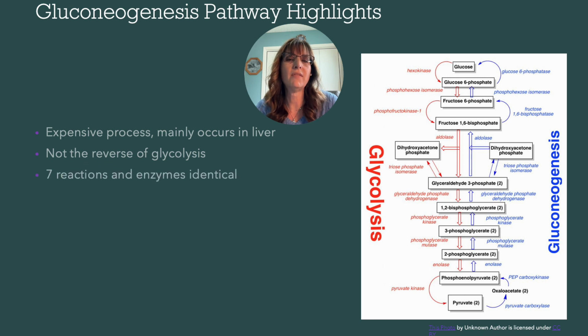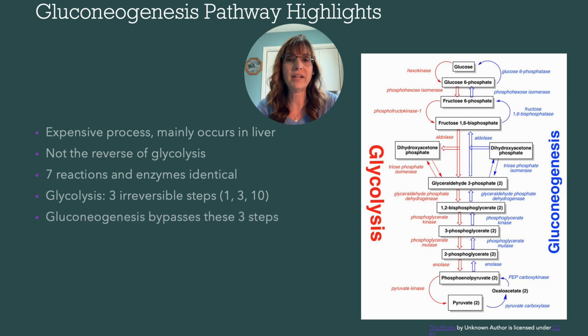Even though 7 of the 10 reactions and enzymes are identical to glycolysis, there are 3 reactions that are significantly different. So you cannot say that these 2 processes are simply reverses of themselves. They are not. In glycolysis, there are 3 irreversible steps, steps 1, 3, and 10, as they're very exergonic. Therefore, gluconeogenesis needs to bypass these 3 steps.